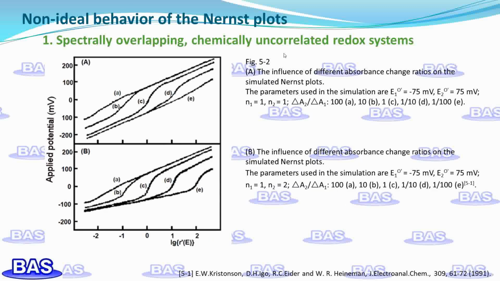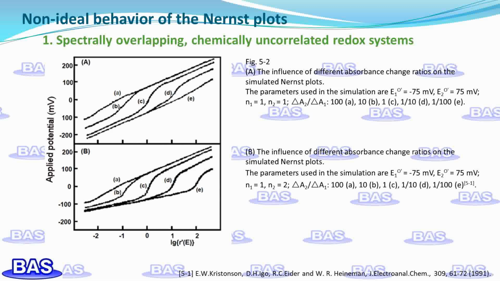Figure 5.2a shows the effect of the ratio of delta A2 to delta A1 on the Nernst plot for the change in absorbance delta A for the oxidized and reduced states for different components, with two formal potentials of -75 mV and 75 mV, respectively, and electron transfer numbers 1 and 2. The inflection points of these curves depend on the ratio of delta A2 per delta A1.